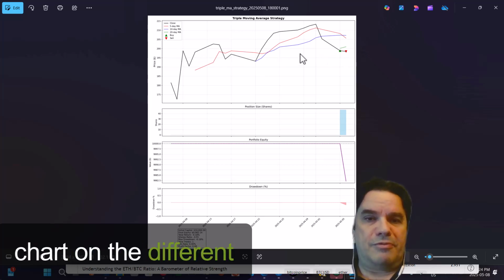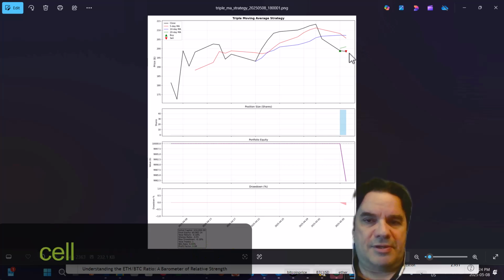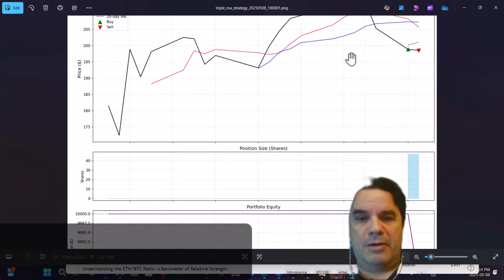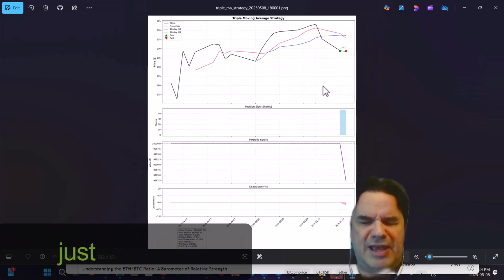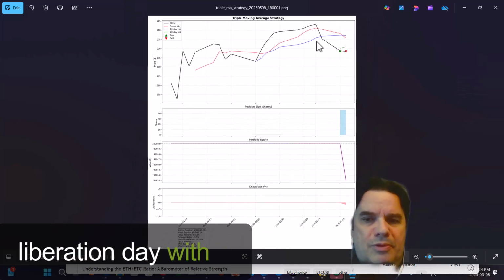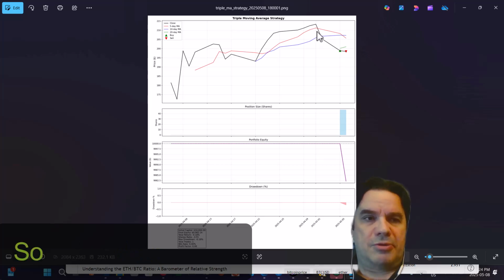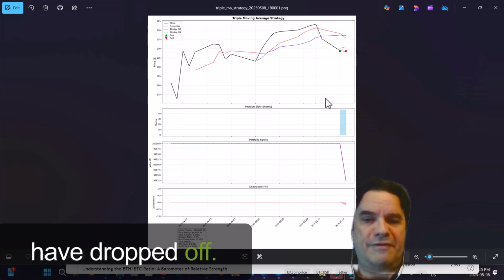Here's the chart on the different moving averages. You can see the buy and sell signals right there. Do realize that this is just after Liberation Day with a big drop, so a lot of stocks did drop around 20% because of the tariffs. And as you can see here, things have dropped off.